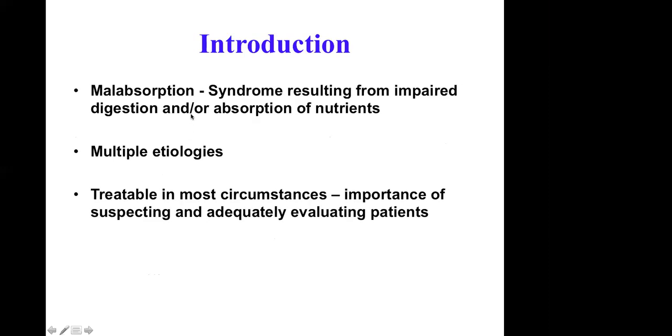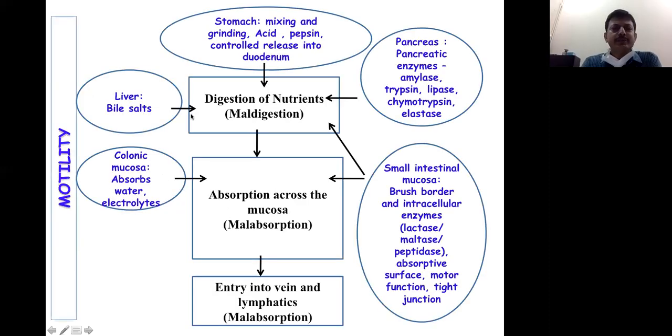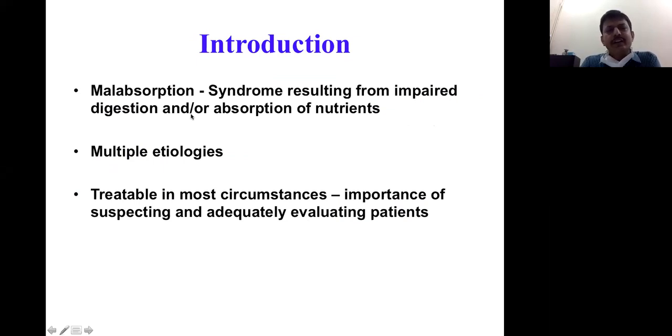So when we say malabsorption, actually the term malabsorption is quite broad. It includes both abnormality in absorption as well as abnormality in digestion. So there can be maldigestion or defect in absorption. All of them are clubbed together under the one heading, malabsorption. There are a number of conditions which can lead to malabsorption, but because it is treatable in most circumstances, it's important that we should suspect this patient may be having malabsorption, and we should adequately evaluate the patient.